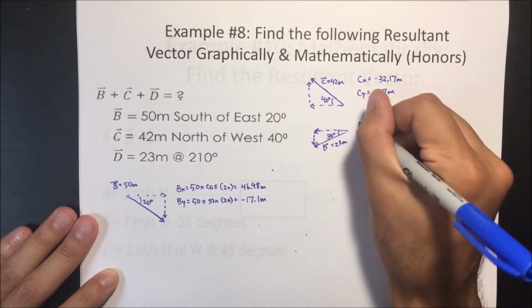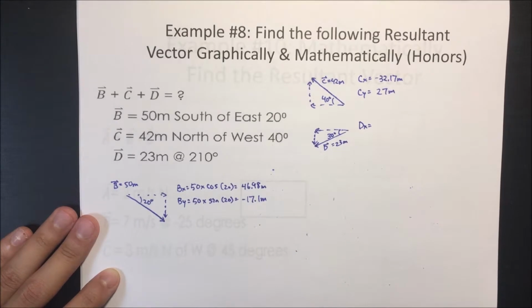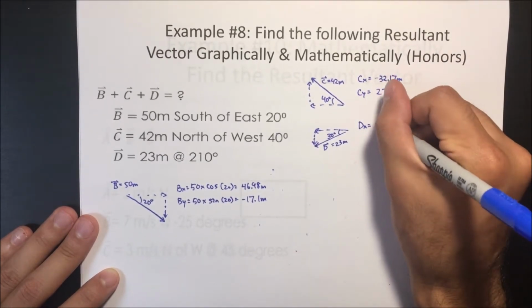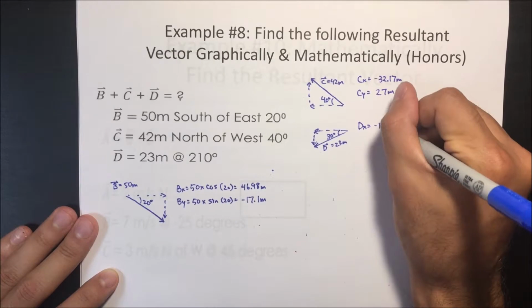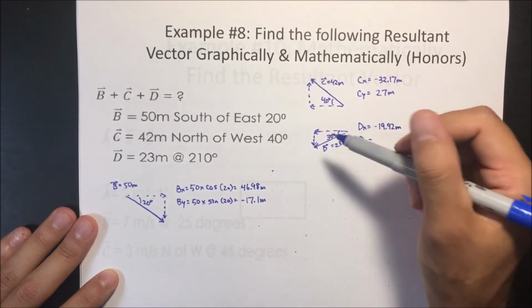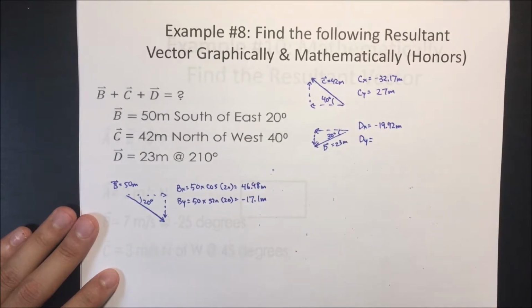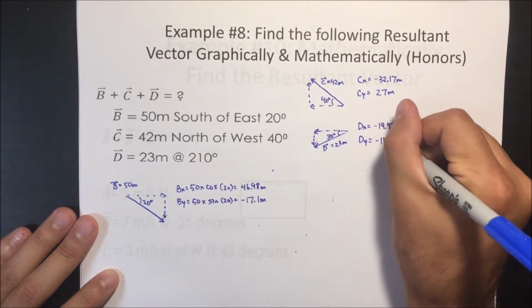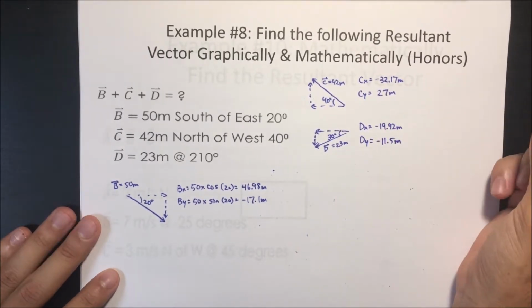Again, let's find how much it is in the x direction. 23 times cosine of 30, and we get 19.92. But again, it's going to the left, so we're going to put this as negative 19.92 meters. And let's see in the y direction. We see that the y direction is going down. And what we can say is this is going to be negative 11.5 meters.